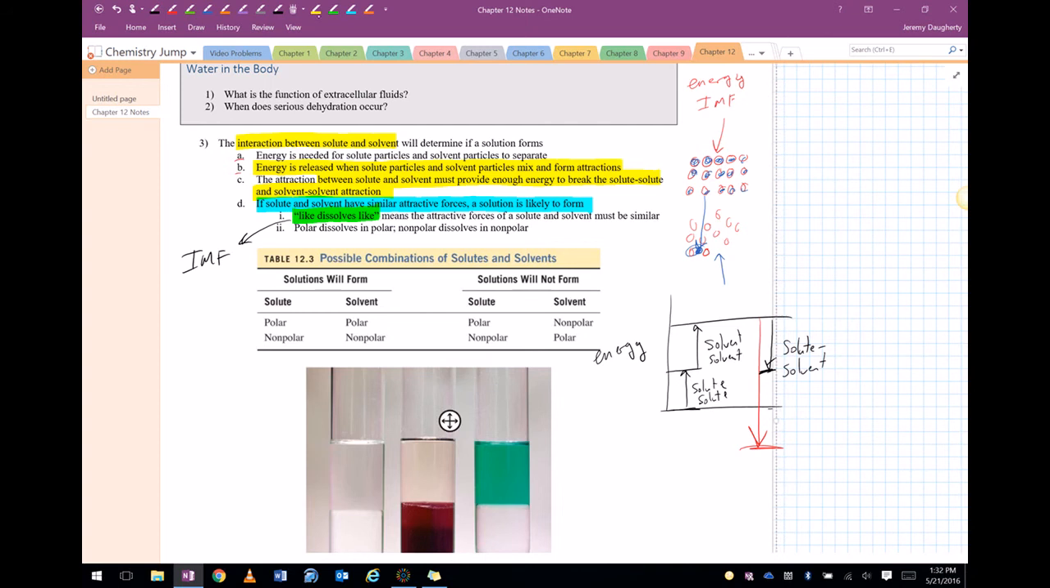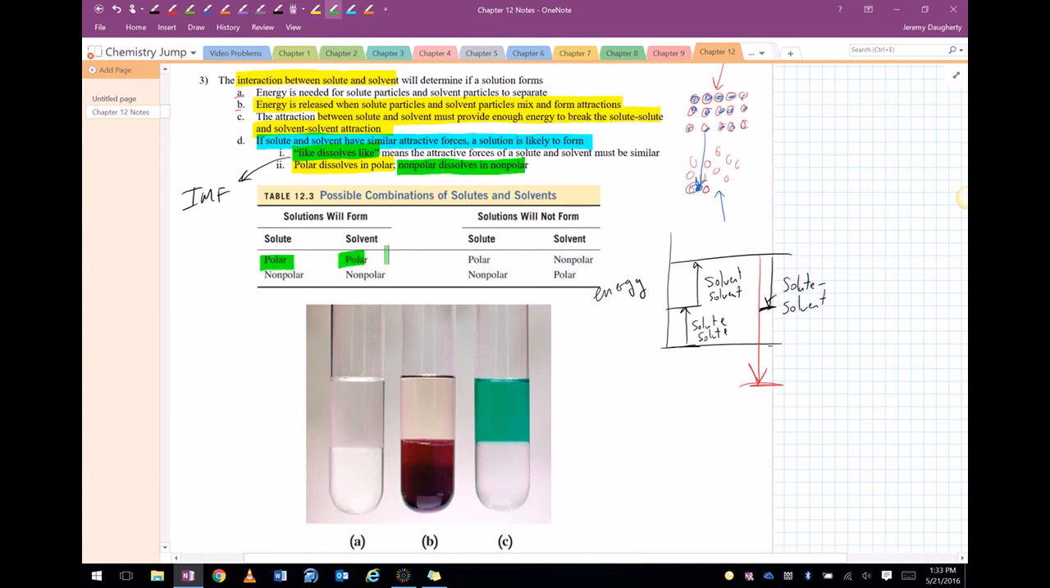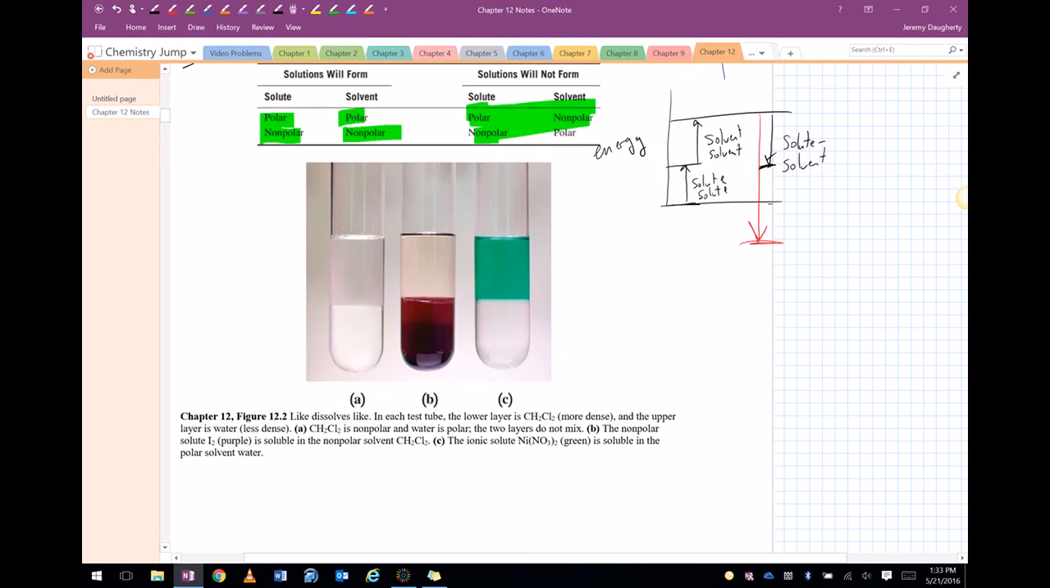Now what that means for us is polar will dissolve polar substances, nonpolar will dissolve nonpolar substances, but polar will not dissolve nonpolar, and nonpolar will not dissolve polar. All right. So if the solute and solvent are polar-polar, we're going to have a solution. If the solute and solvent are nonpolar, solution. Opposite, no solution.